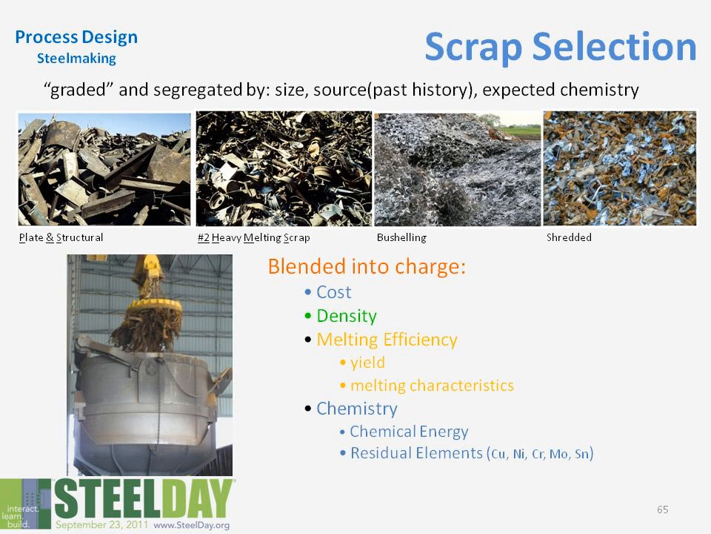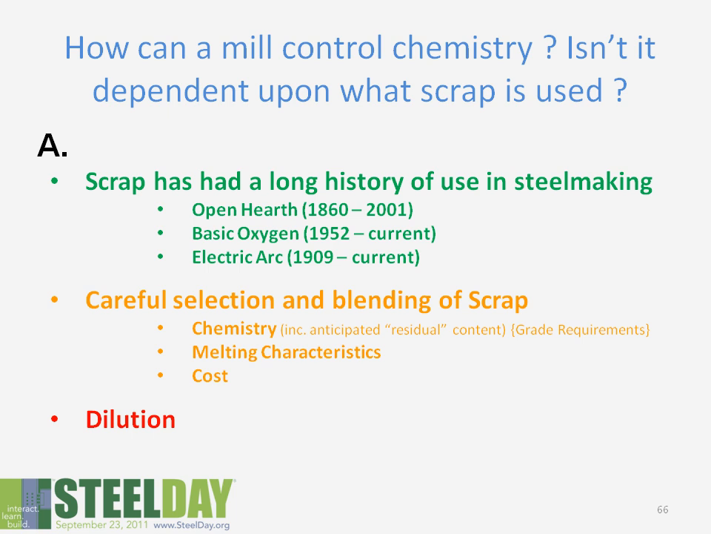Well, scrap isn't something that we just throw into the furnace. Steel makers, we purchase scrap from scrap producers, scrap yards. They actually grade and classify the scrap into sizes, past history, expected chemistries. As steel makers, we blend those, taking into account cost, density, melting efficiency, and chemistry. So the question is, how can we control the chemistry?